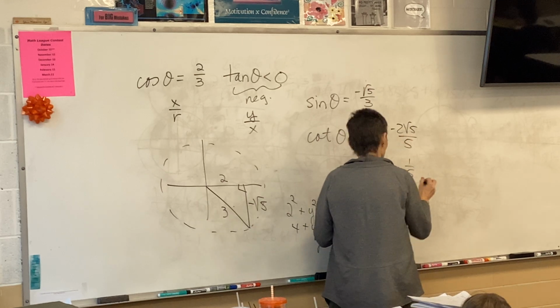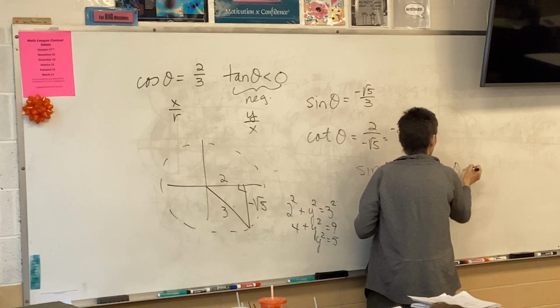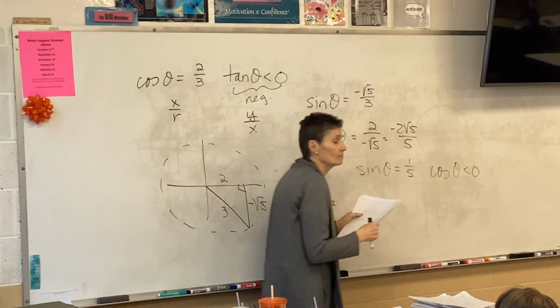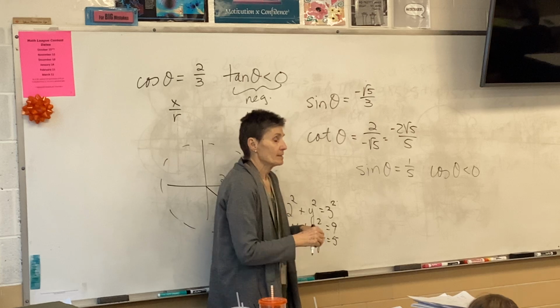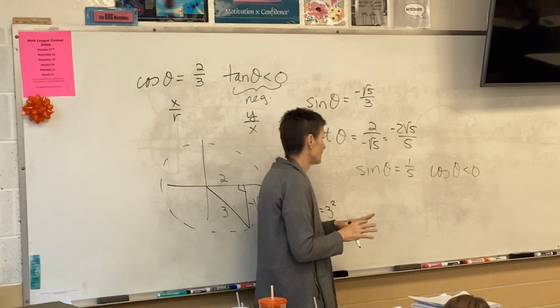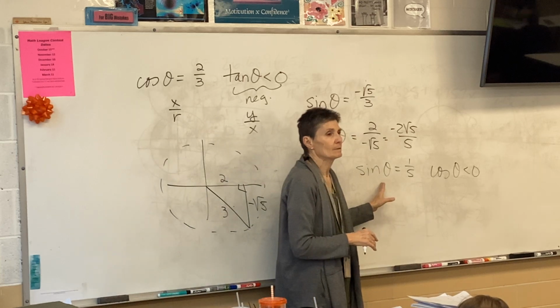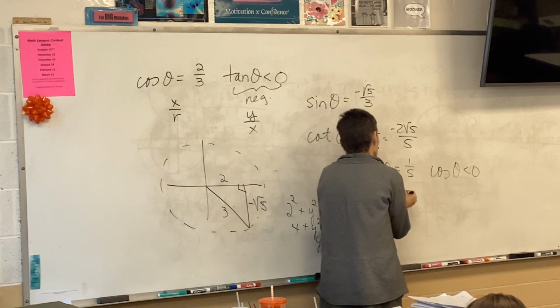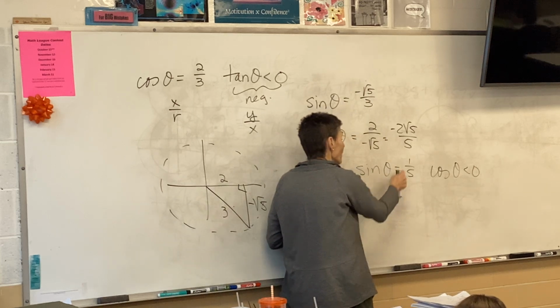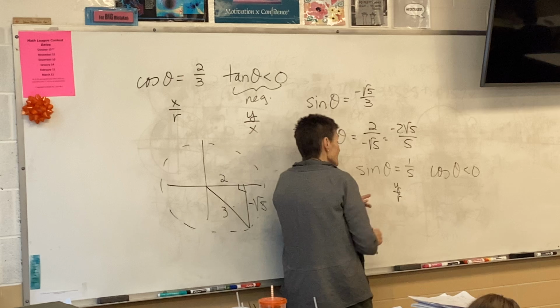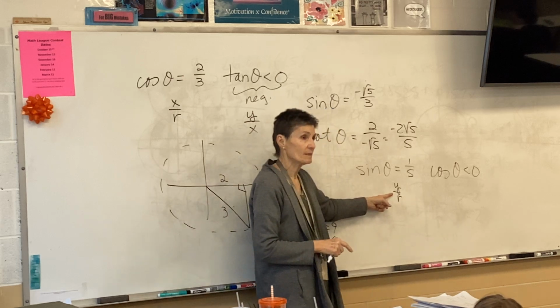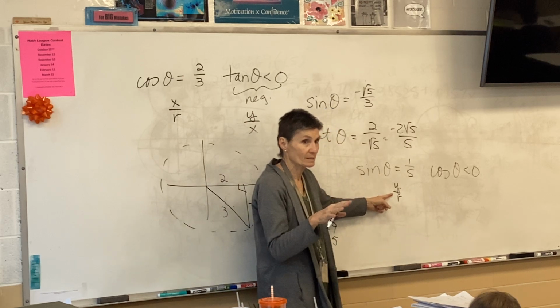Sine is 1/5, and cosine is negative. All right, so let's stop. Think a minute. What's sine? Y over R. So if that's a positive 1/5, doesn't that mean y has to be positive? Yeah. Remember, r is always positive.